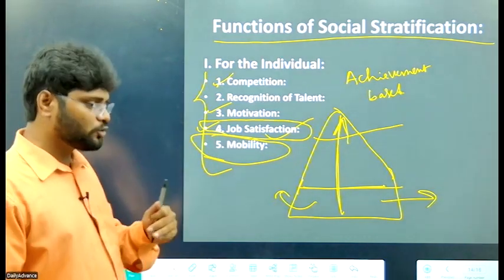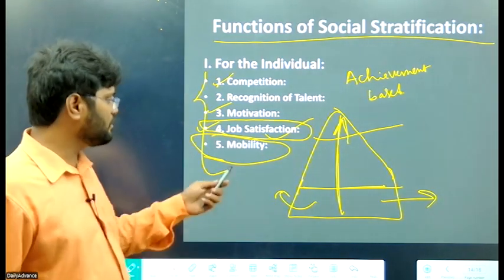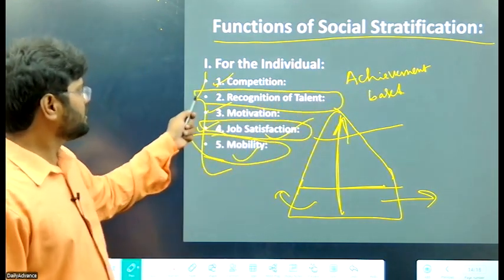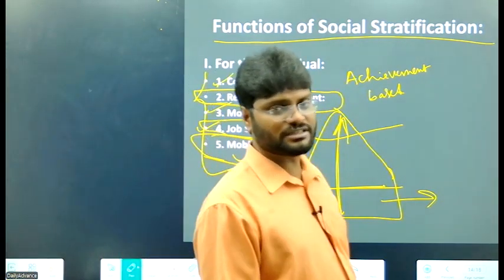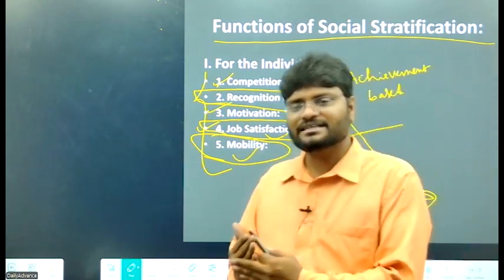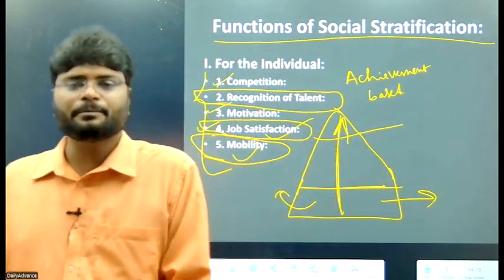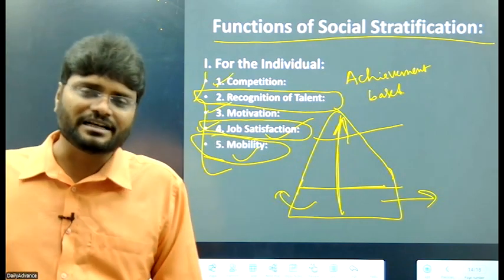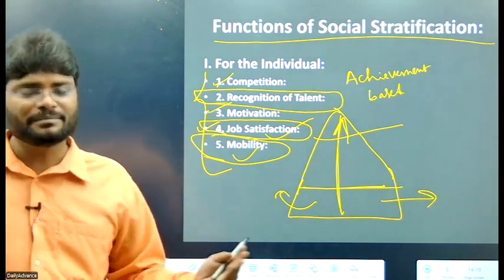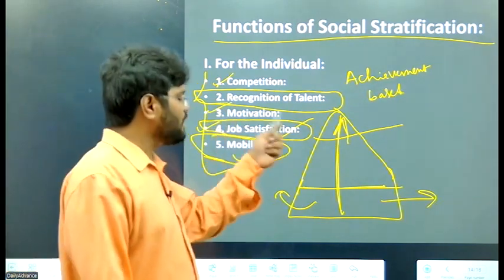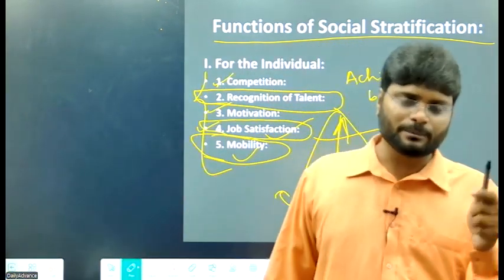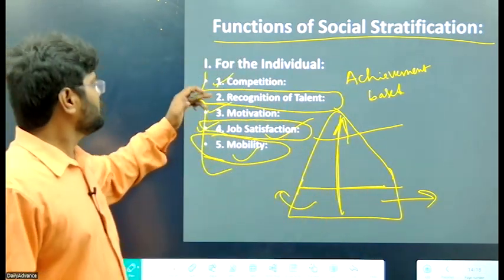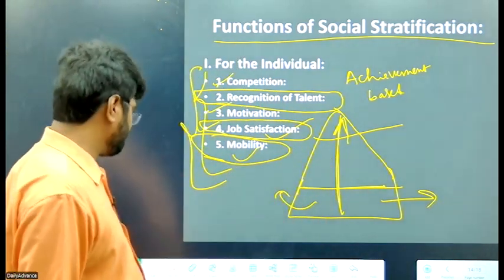So groups or individuals can move from one layer to another layer; that is mobility. And there is recognition of talent. If a person has good talent in administration, he will become a bureaucrat. If a person has good talent in ruling, he will become a politician. If a person has good talent or skill related to divinity, he can become a priest. So whatever talent an individual possesses, based on that, he could be recognized by society. So this function serves the individual.